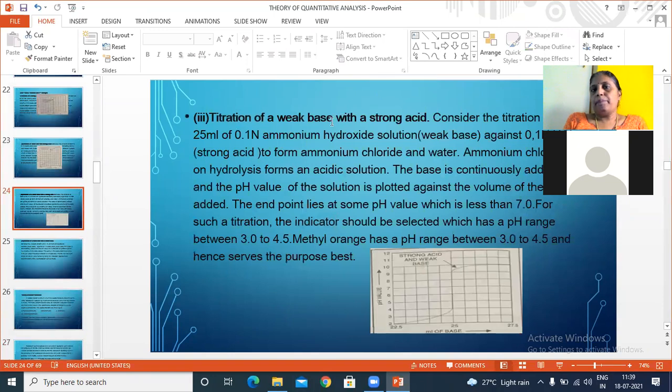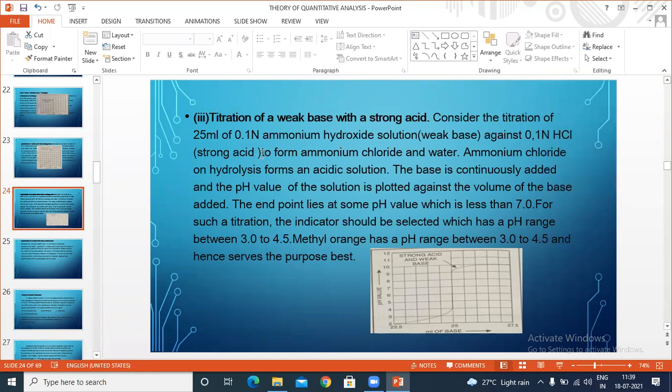Next, the third type: weak base with a strong acid. A general example of a weak base is ammonium hydroxide, and the strong acid is HCl. When ammonium hydroxide reacts with HCl, we get ammonium chloride and water, that is, a salt and water. Then what is the pH range for that? For weak base versus strong acid, we have to see now.